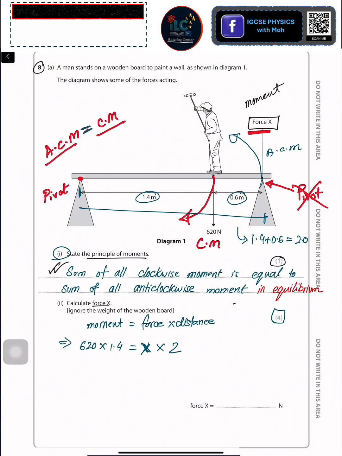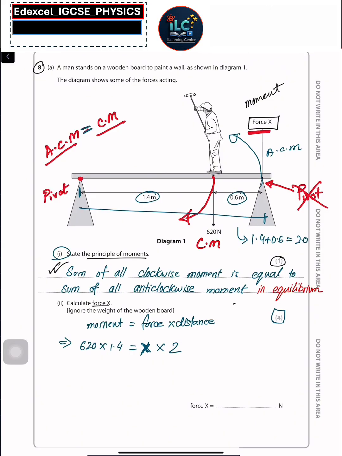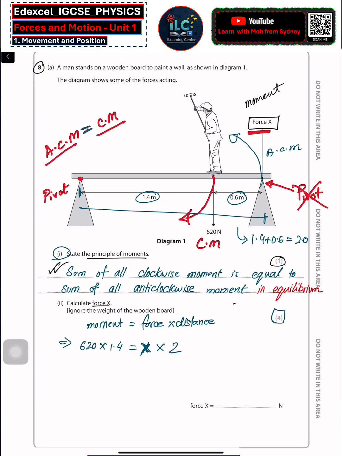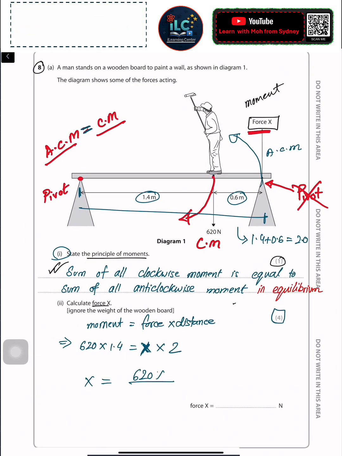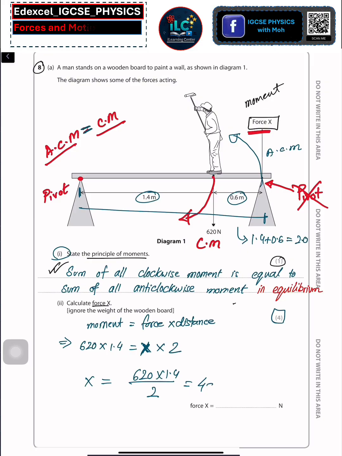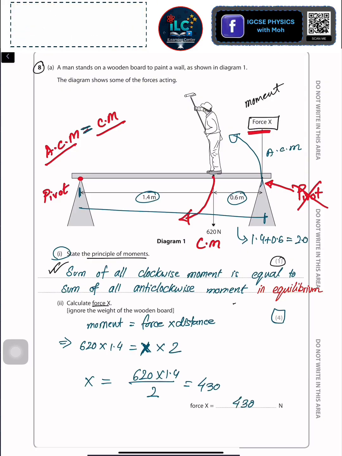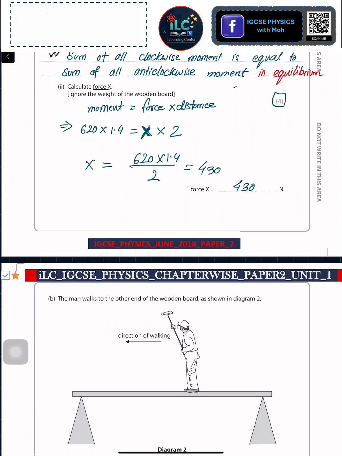So I'm just going to say this is X. Now if I make X the subject, I can easily say 620 into 1.4 divided by 2, and this is equal to 430 newtons. So you get 4 marks for this calculation.